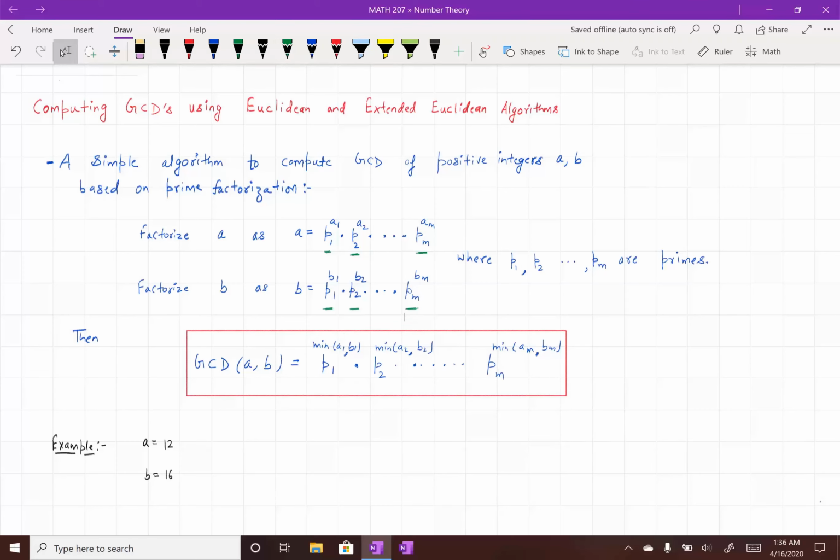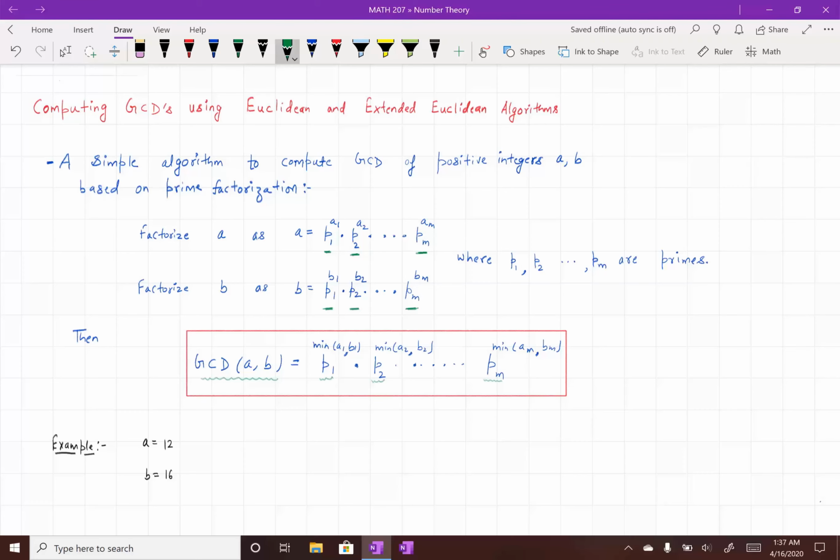Then we can use this prime factorization representation of a and b in computing the greatest common divisor of a and b by using this formula. The GCD of a and b is going to be equal to the product of all those primes which appear either in the prime factorization of a or the prime factorization of b. So for example, here we have m primes. p1 is my first prime, p2 is my second prime, and all the way up to pm is going to be my last prime, which appears either in the prime factorization of a or in the prime factorization of b.